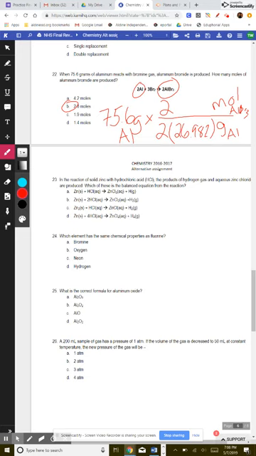All right, number 23. In the reaction of solid zinc with hydrochloric acid, the products of hydrogen gas and aqueous zinc chloride are produced. Which of these is the balanced equation from the reaction? Now, my very good students, they would write each equation to the side and they would check to see which ones were balanced or not. But we can visually check this. Look at A. The first thing I see is a 2 on the product side for chlorine and no 2 on the reactant side. So A cannot be balanced, right?